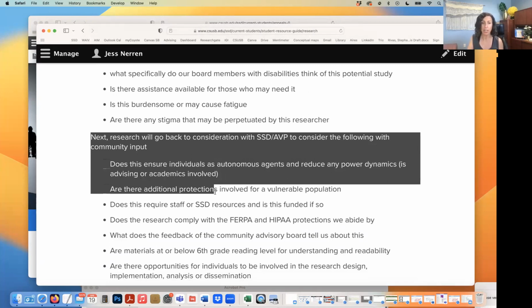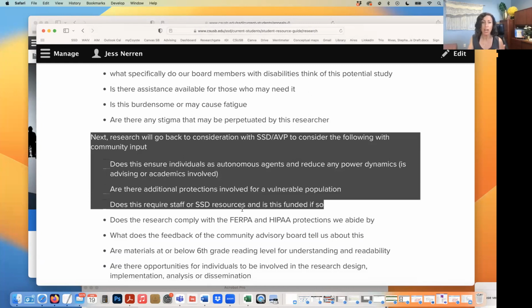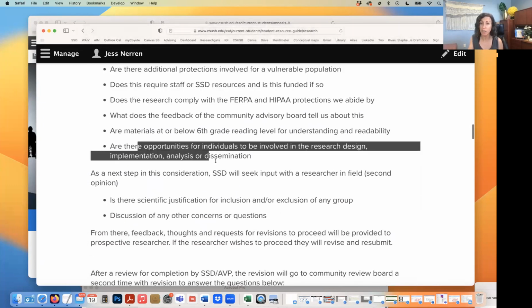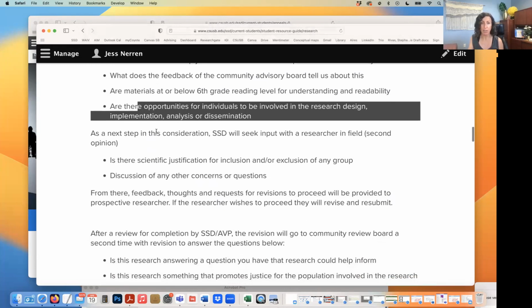And we deliberate on this. Is it understandable? Does it require staff resources? Do we have them available? Does it comply with policy? Are there opportunities for individuals to be involved and to participate, etc.?